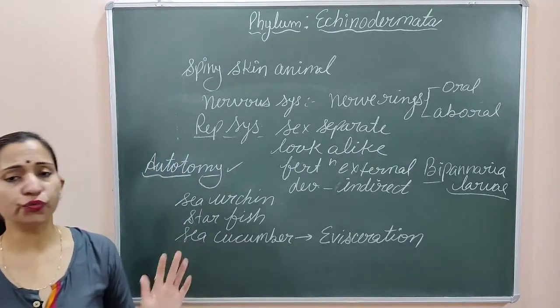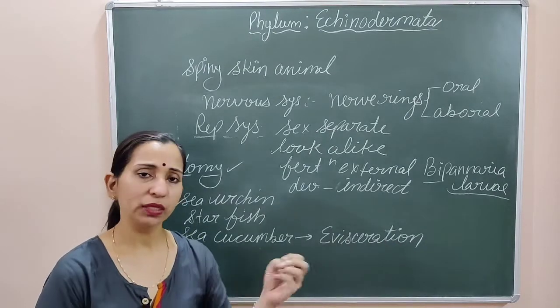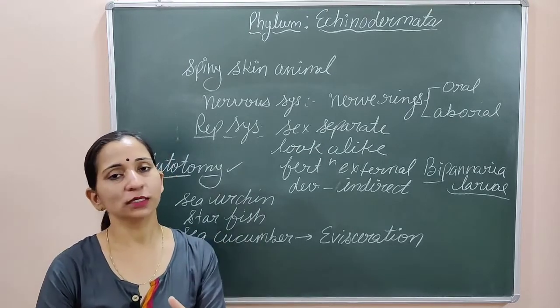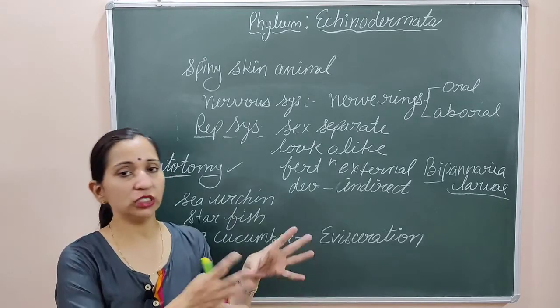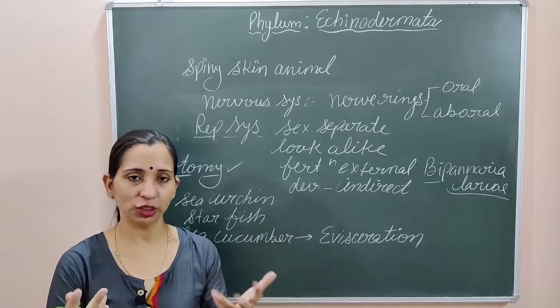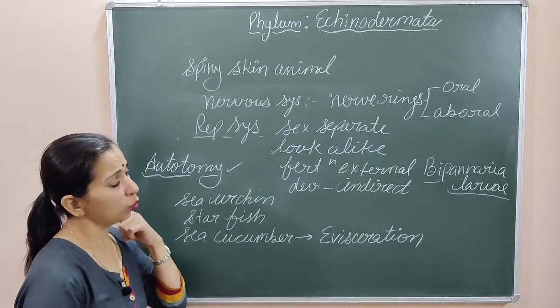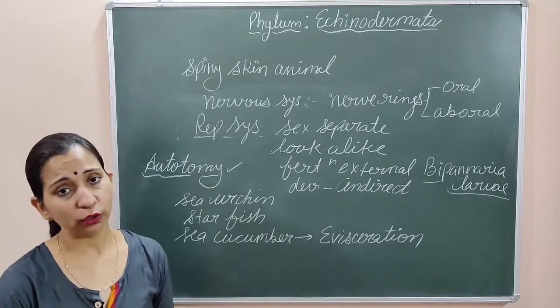यानी that is also for the defense purpose. Suppose someone has caught this sea cucumber, then the sea cucumber will release its internal organs ताकि वो जो भी प्रेडेटर है वो उन्हीं में बिजी हो जाए और वो अपनी जान बचा के आसानी से बच के भाग जाए. So this is evisceration. So here we discussed some general characteristics and some important characteristics of echinoderms.